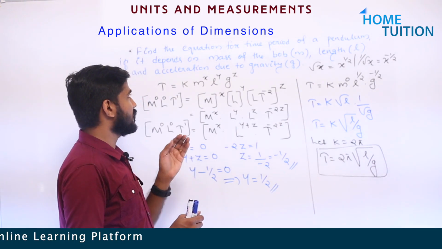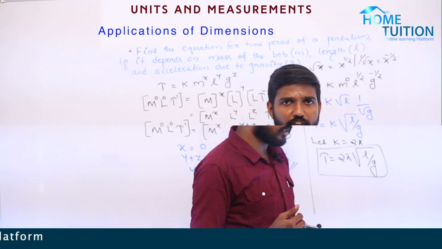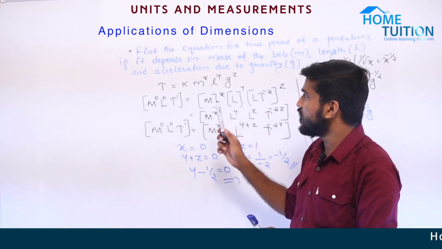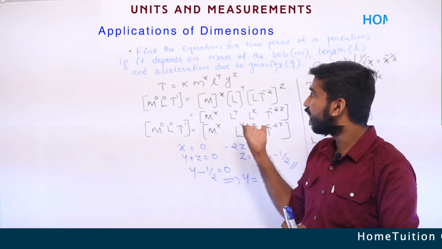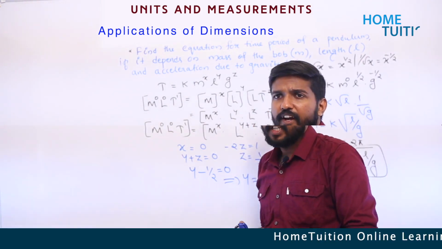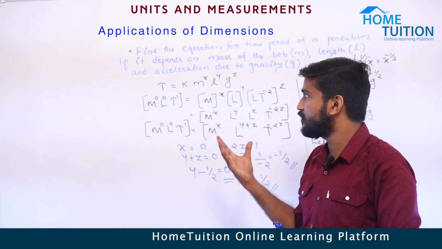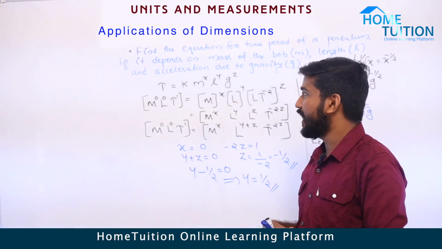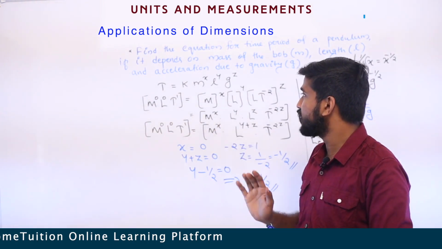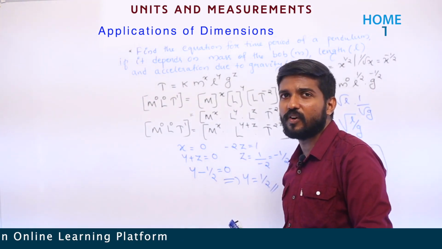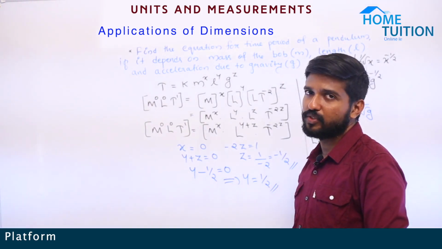So we have the time period of a pendulum. We want to derive the equation for time period. First step, write t equal to k, a constant, into m raised to x, l raised to y, and g raised to z. Then write the dimensions of all the quantities. Dimension of t is m raised to 0, l raised to 0, and t raised to 1. Dimension of m is m raised to x. Dimension of length is l, the whole raised to y. And the dimension of g is lt raised to minus 2, the whole raised to z.